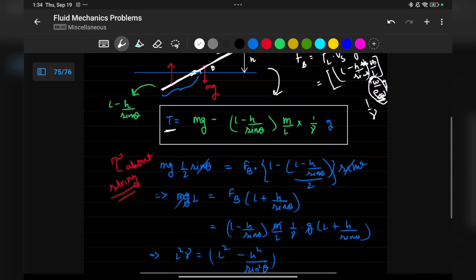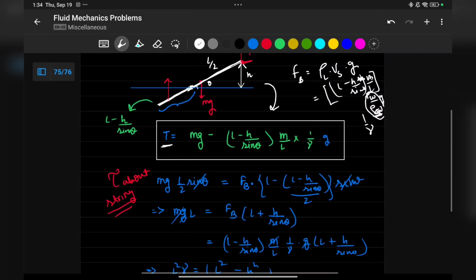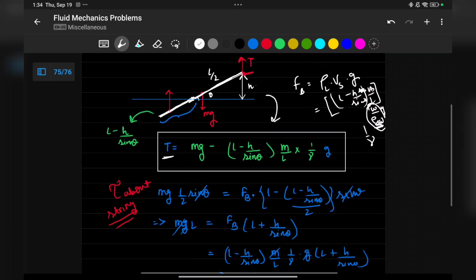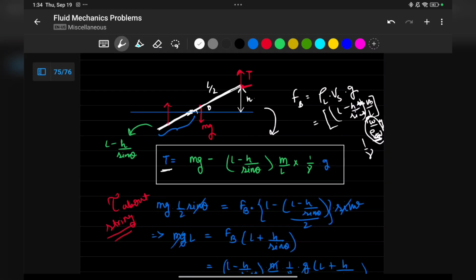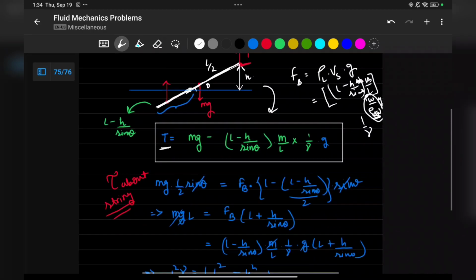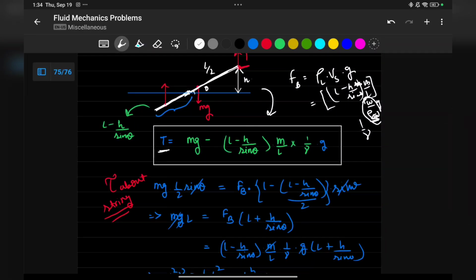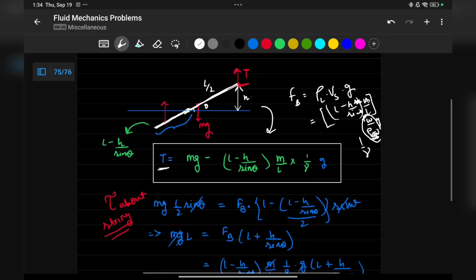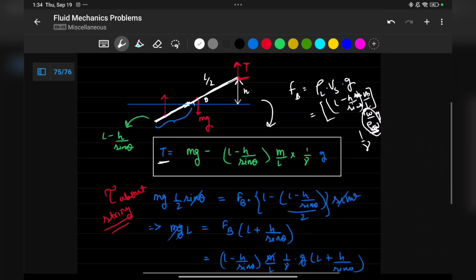Now comes the rotational equilibrium part. We can conserve the torque about any arbitrary point. But our point is not to prove something, our point is to solve the problem. So I will choose a point from where my calculation will be easier. Like if I choose the center of mass, what will I get in the equation? I will get T and buoyant force.